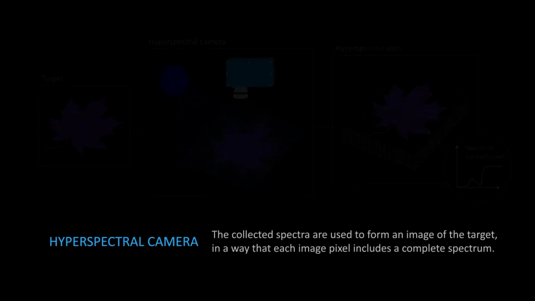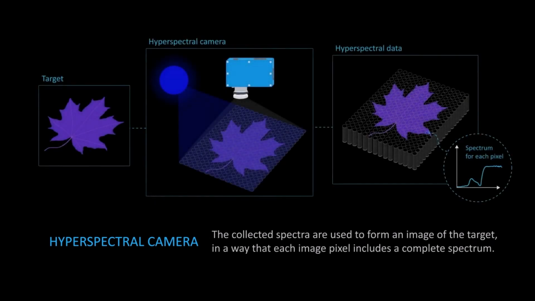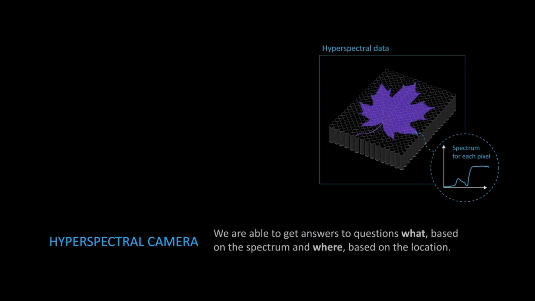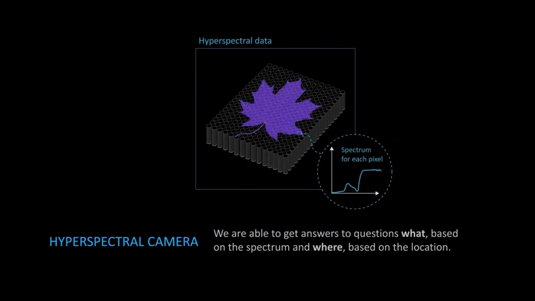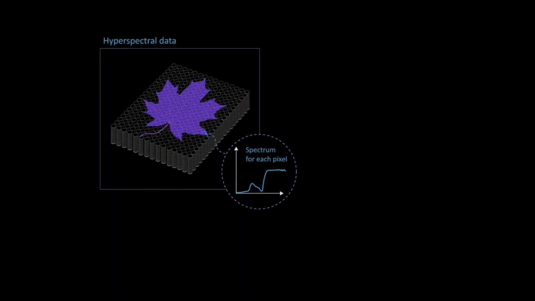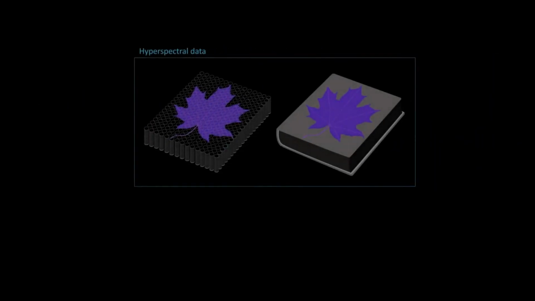The collected spectra are used to form an image of the target in a way that each image pixel includes a complete spectrum. By doing this, we are able to get an answer to the question: what is the material based on the spectrum, and where is it based on the location? We can pick any position from the target to get that information. This means a big amount of accurate information.